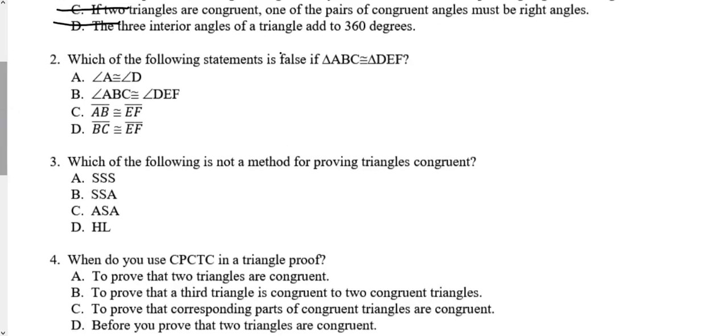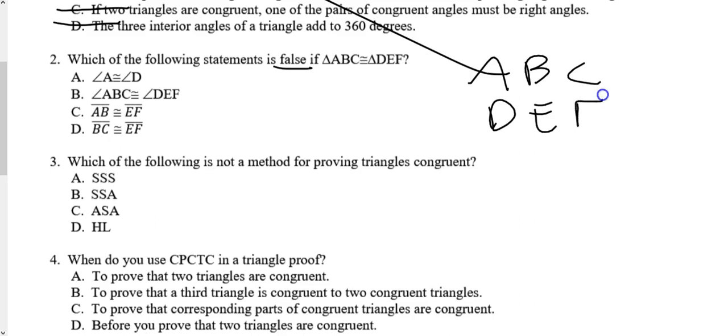Which of the following statements is false? Pay attention. It says false. So remember the trick we showed you. Write them over each other and then look. A, D. Nope, that's true. That's true. Angle and triangle. AB, so here's AB, EF. Are those the same? No, they're not. So that's our answer. BC and EF are.